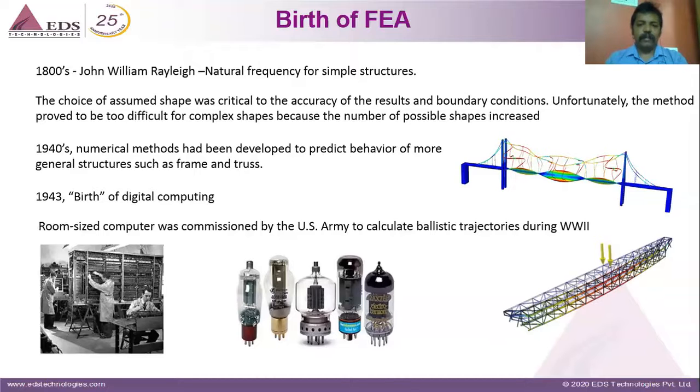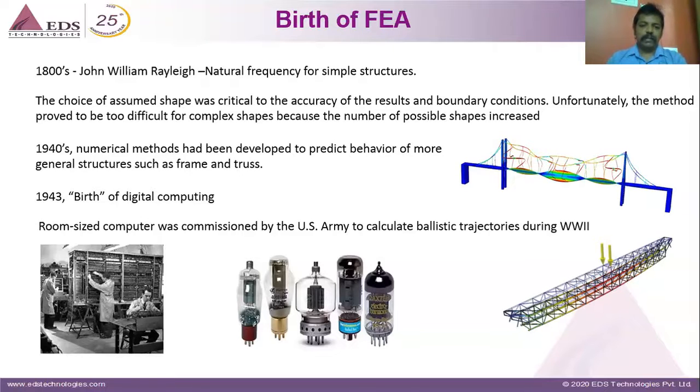But then later, when the structures became complex, the number of equations which were supposed to be solved became more complex, and it required more time to be spent, and that was a hectic job. So then a new method, the numerical method, was developed, and basically that was again used for frames and trusses. Frames and trusses are nothing but the picture that you see on the right side bottom. You have a kind of frame where you have trusses. So that is what a frame and truss is.